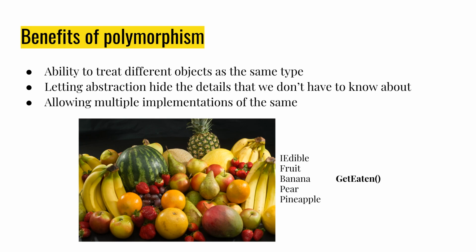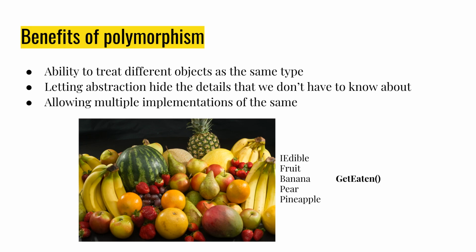In this case, we have fruits, bananas, pears, apples, and so on. They're all edible, so they can all be eaten. Thus, they all need to have a method GetEaten. Maybe they will give energy after being eaten, I don't know, and I don't really care. The point is that they can all be treated as one through a unified interface. So in all cases of polymorphism, we hide the details and we don't care. And it depends either on type, if it's dynamic polymorphism, or input, if it's static polymorphism.